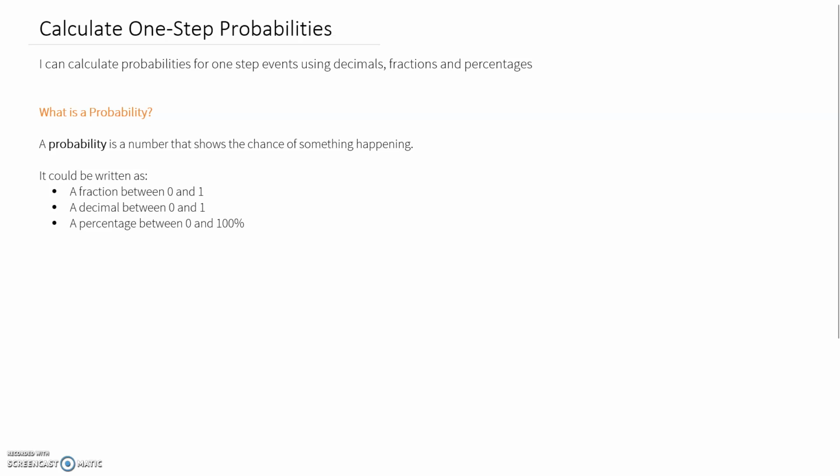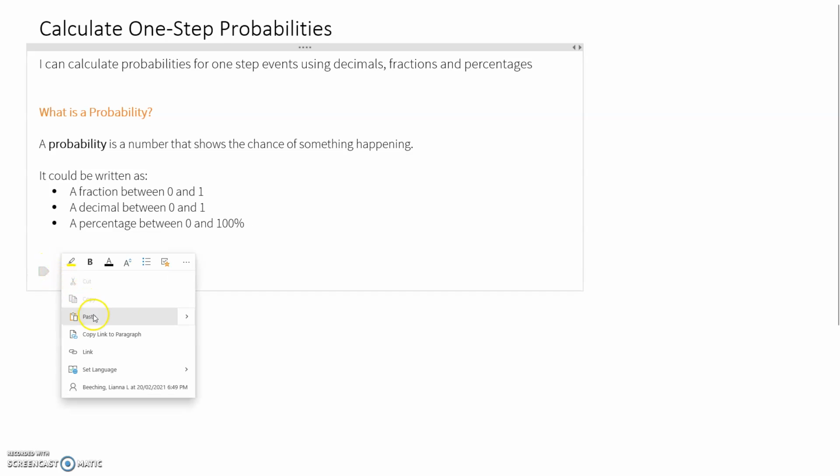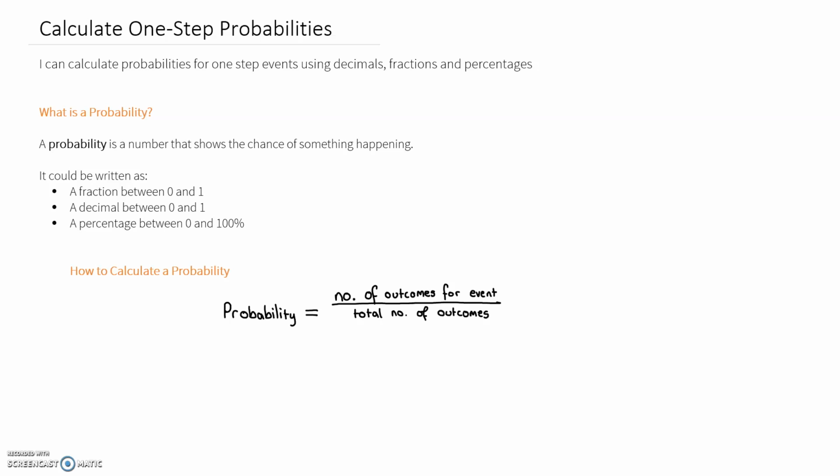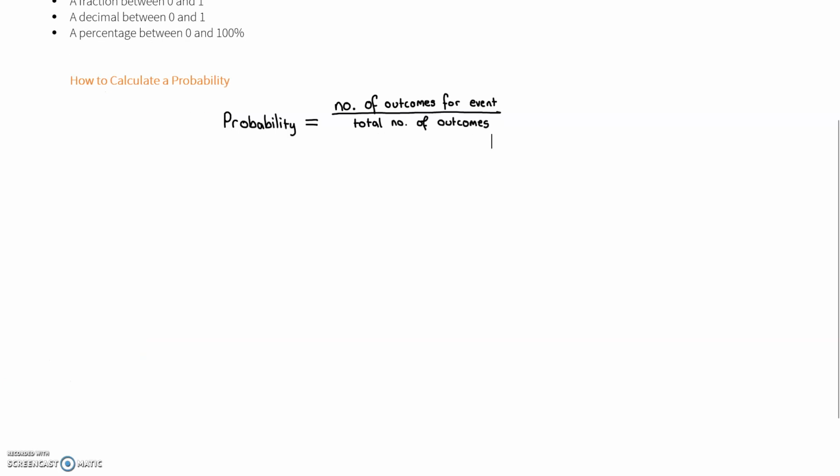So how do we actually calculate a probability? We need to do a fraction. We need to say, okay, how many outcomes are there for the thing we're interested in? How many outcomes are there for the total sample space? And then we're going to divide them. So we're going to say the outcomes for the event that we're interested in divided by, or over, the total number of outcomes. Let's see that in an example. It might make a bit more sense.